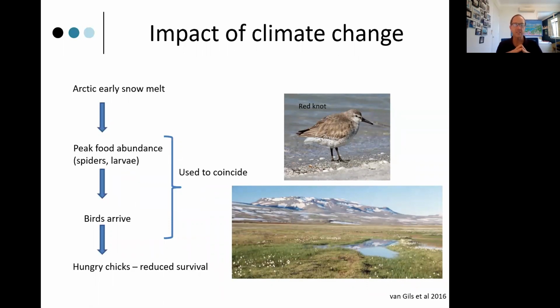But with climate change, that's not always going to be the case. In this case, the snow is starting to melt in the Arctic earlier than it used to. That is then leading to peak food abundance, so spiders and larvae and things no longer come to their maximum before the birds arrive. The birds arrive, but by the time they have the chicks, the food resource has largely been depleted. What you end up with is a lot of hungry chicks who don't have enough food to get through and develop the energy they require to then fly and start the migration.